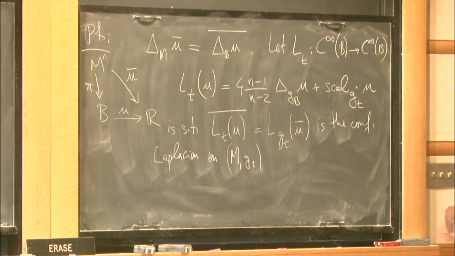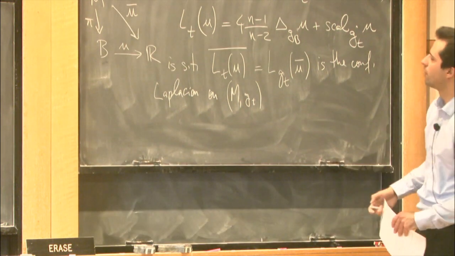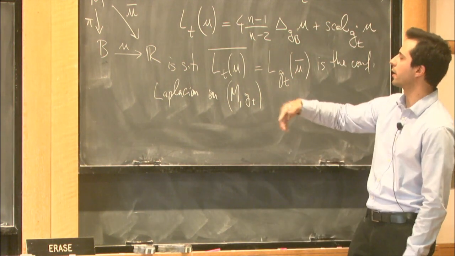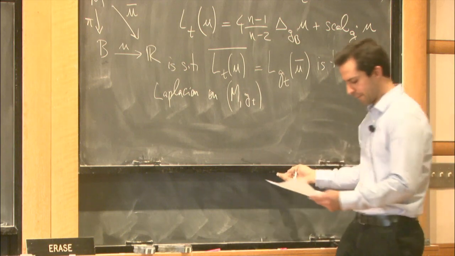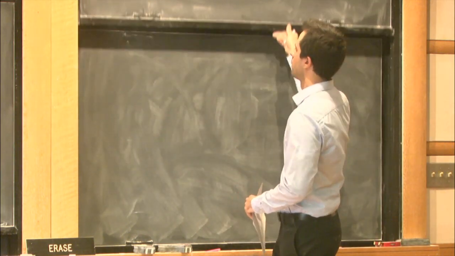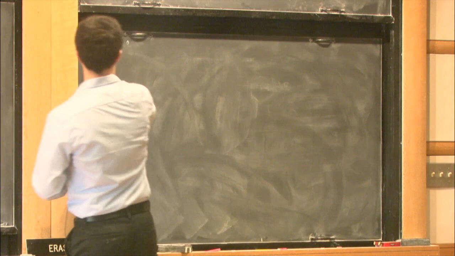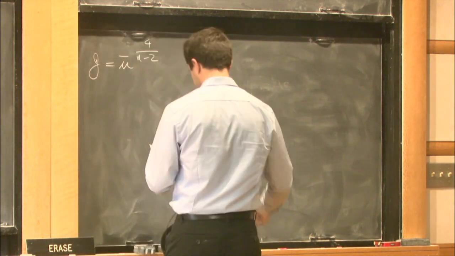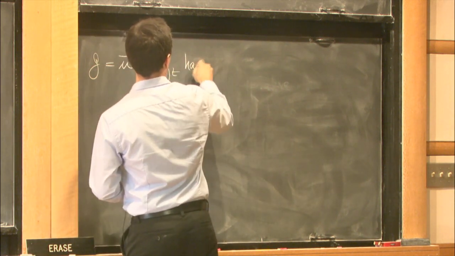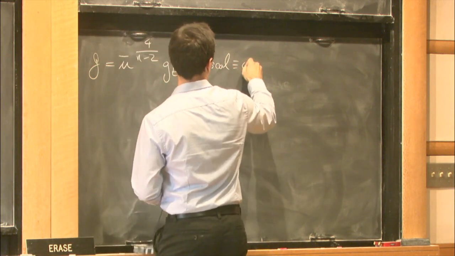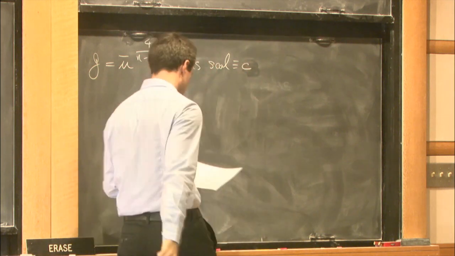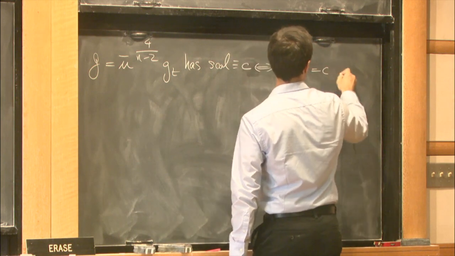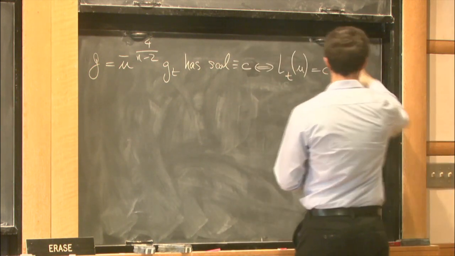And notice that solving the Yamabe problem for conformal factors that are constant along the fiber amounts to solving the nonlinear eigenvalue problem for this operator here, right? So we can write that a metric g of the form u to the 4 over n minus 2 times g_t has constant scalar curvature, maybe constant equal to c, if and only if L_t of u is equal to c times u to the appropriate power.